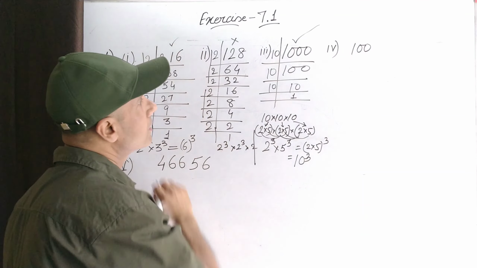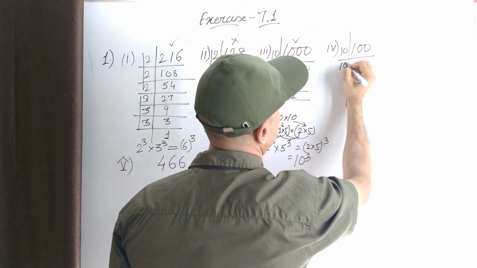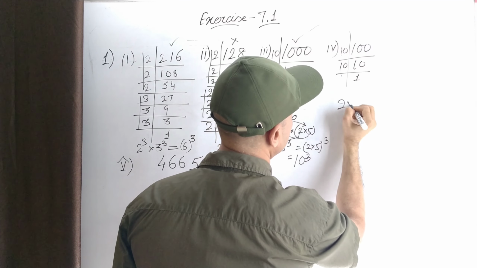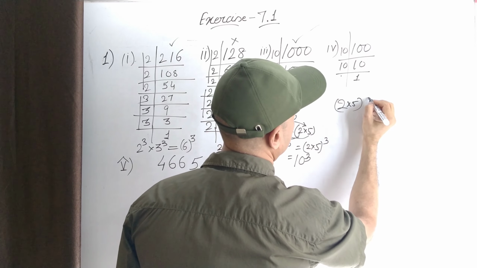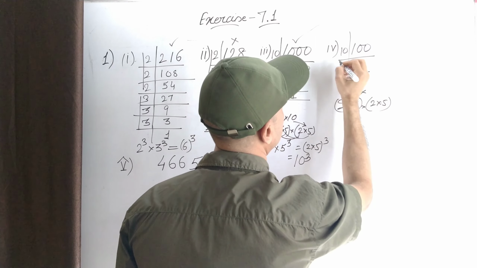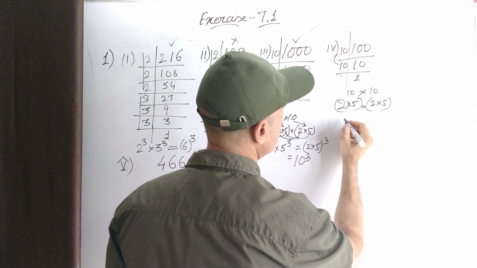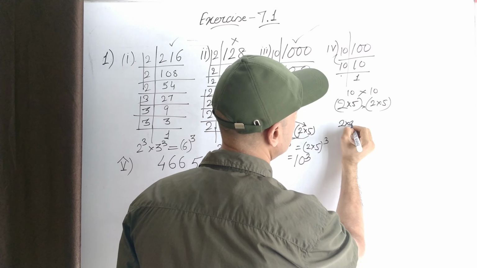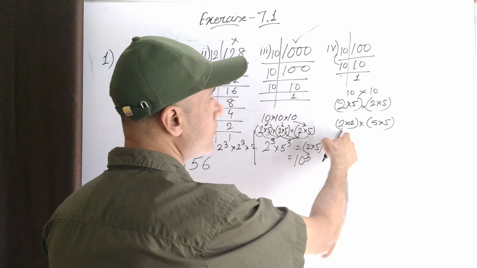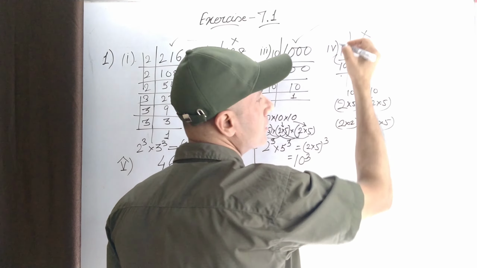Clear? Now let's see 100. We'll apply the same concept. 10, 10, and 1. We write it as 2 into 5 into this 10 as 2 into 5. 10 into 10, we got the factors. So getting the prime factors, we see that they are in pairs. So this is 2 into 2 into 5 into 5. So they are not in triplets. So we cannot express them as cubes. Hence 100 is not a perfect cube.